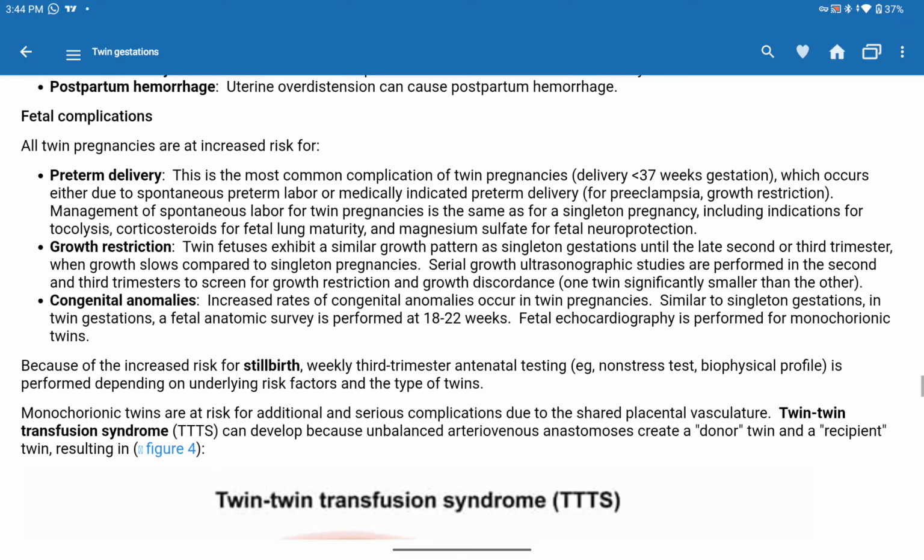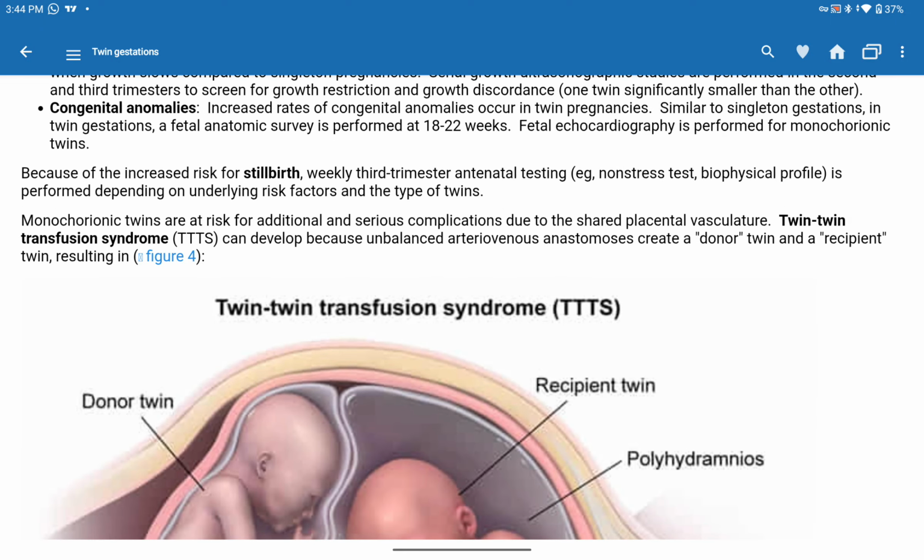So these are all the things we have already discussed. Because of the increased risk of stillbirth, weekly third trimester antenatal testing, that is a non-stress test or BPS, biophysical profile, is performed depending on the underlying risk and type of twin pregnancy. Monochorionic twins are at risk for additional and serious complications. Monochorionic means those who have a single placenta.